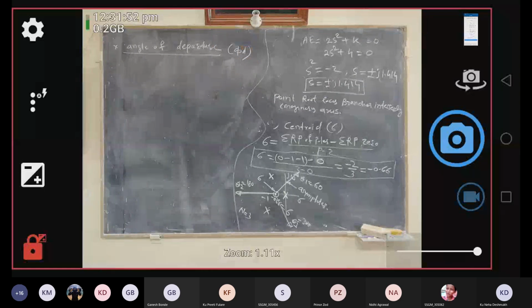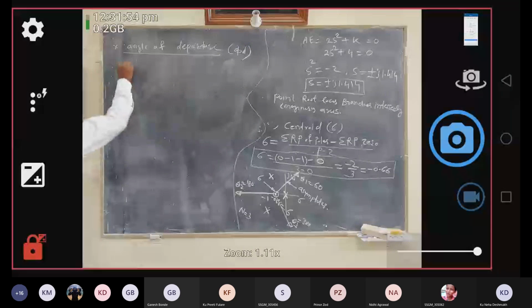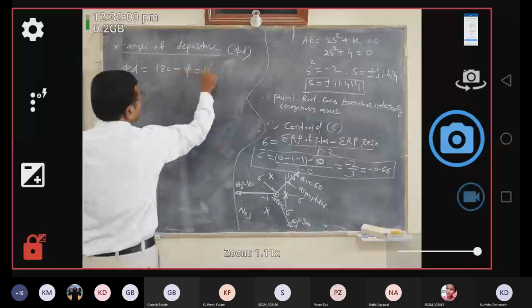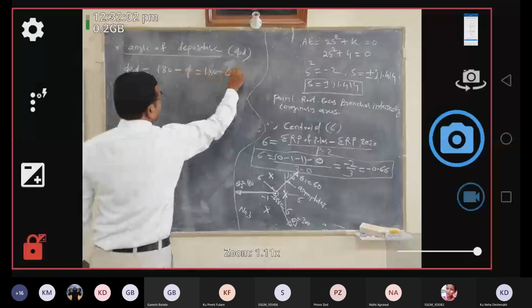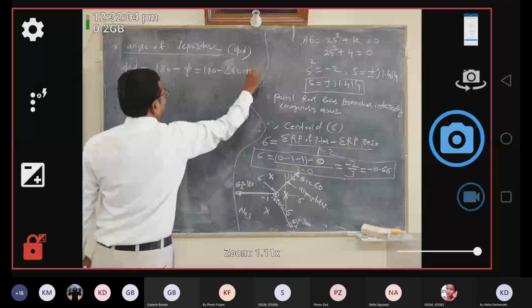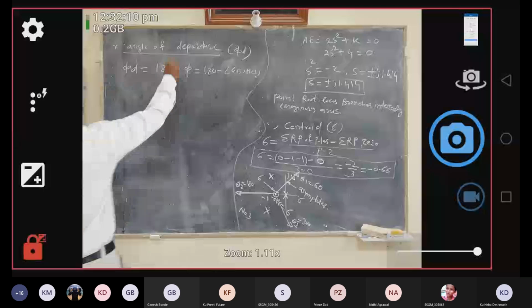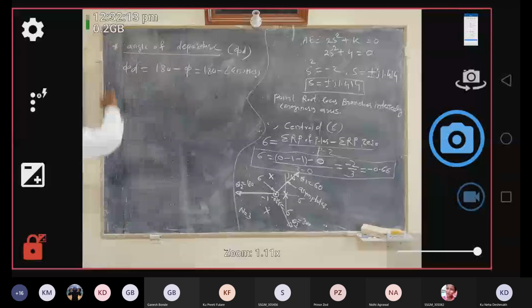And what is the formula? Phi d will be given by 180 minus phi, or sometimes 180 minus angle of G(s)H(s). So when there is the existence of complex poles, at that time angle of departure is present, and when there is the existence of complex zero, at that time angle of arrival would be present.